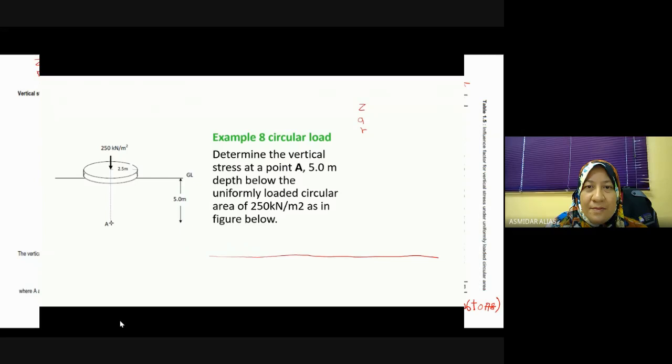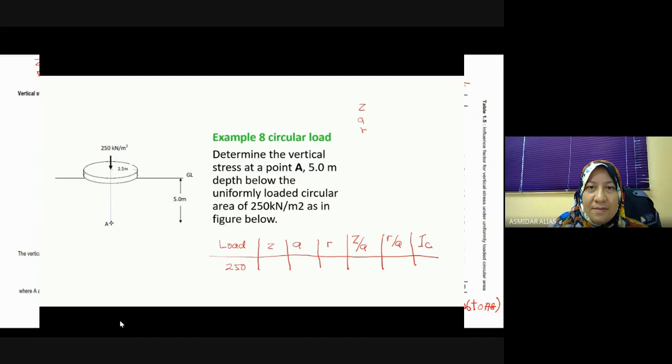okay, I do the table because it's easier for us to see. You list down what you need to find. Load is 250. And then define your Z, define your A, define your R. Next, you can find Z over A, and then you can find R over A, and then your influence factor for circular loading. So load is not in question at all because it's already given as the value for load, 250 kilonewton per m squared.